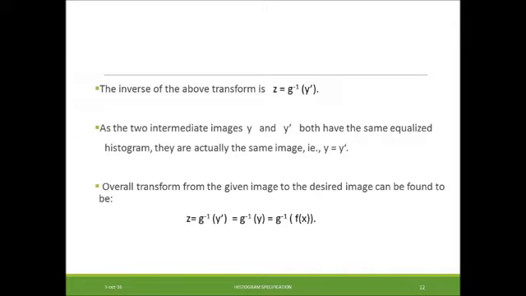As the two intermediate images y and y dash both have the same equalized histogram, they are actually the same image, that is, y equal to y dash. The overall transform from the given image to the desired image can be found to be z equal to g inverse of y dash, equal to g inverse of y, equal to g inverse of f of x.